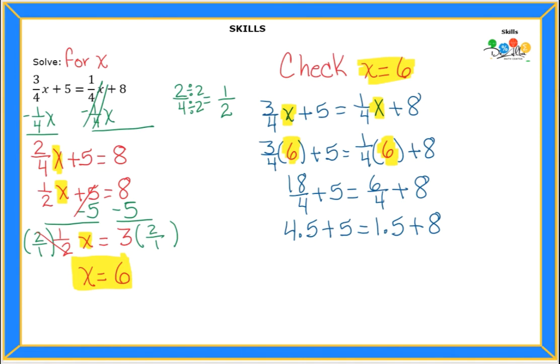4.5 plus 5 is 9.5. And on the other side, 1.5 plus 8 is also 9.5. So what do I see right now? I see the same answer on both sides. So what does that mean? It means that my answer is x equals 6. Okay, so that's my answer. And how do I know that? Because I proved it, right? By checking my work.